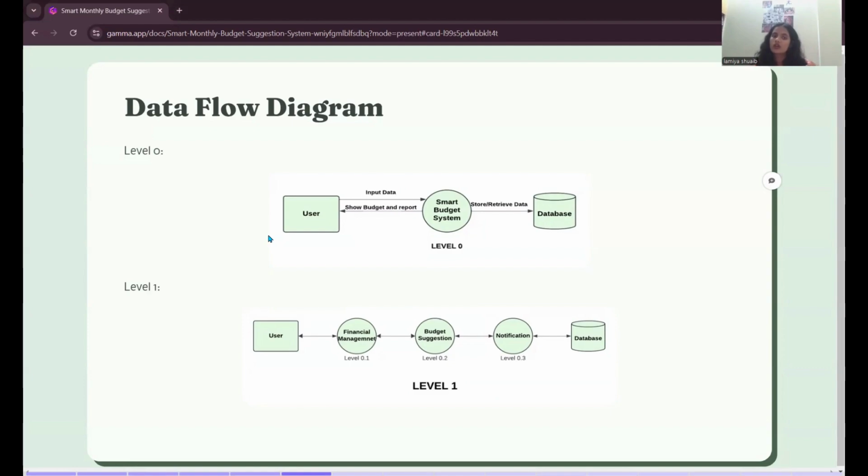Now, in level 1, we have split the functions of the system into financial management, budget suggestion, and notification.